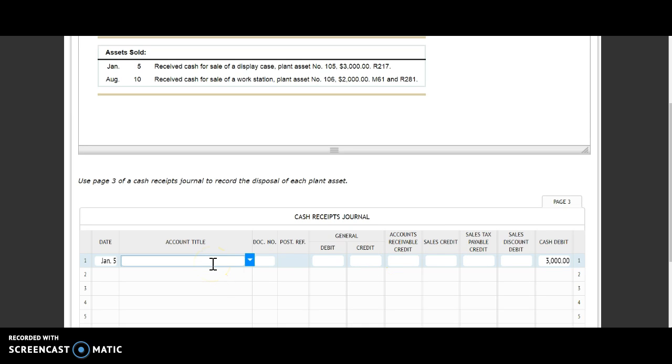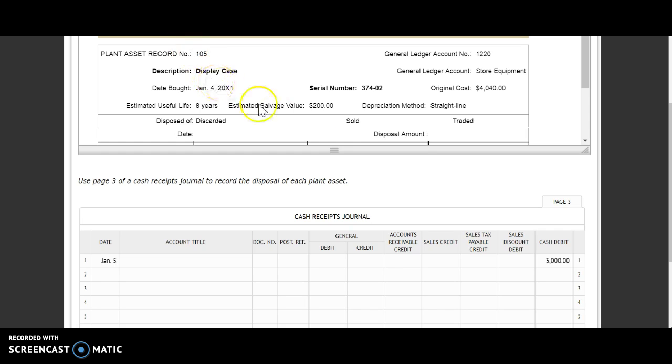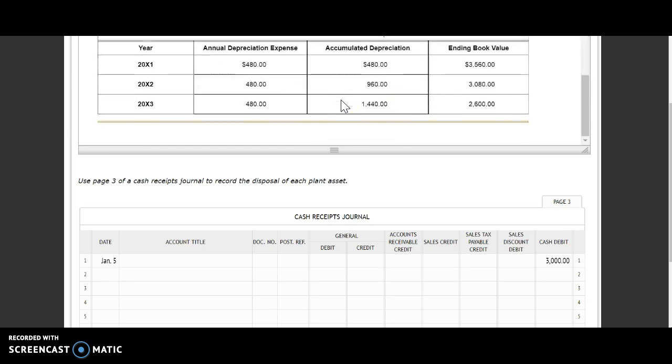Now I'm going to go back to my account title. I'm going to get rid of my depreciation, my accumulated depreciation. So I'm going to go to my display case. I'm going to look at my plant asset record sheet, and I'm going to look at what was my accumulated depreciation when I sold it. It was $1,440. So I'm going to do my accumulated depreciation, store equipment. This was receipt 217. And I'm going to debit it for the accumulated. So I'm going to debit $1,440.